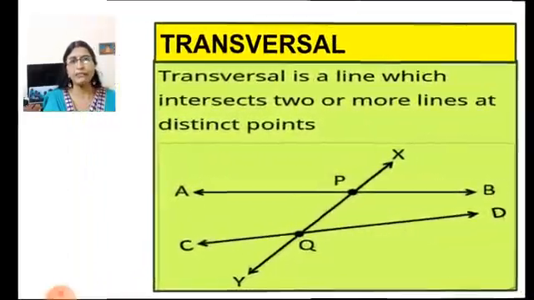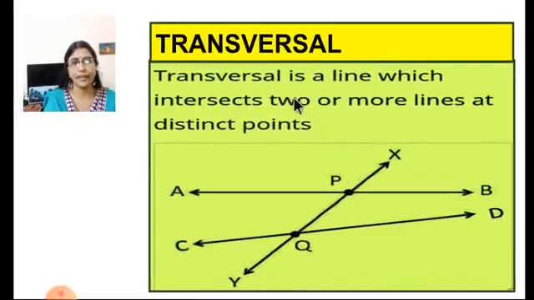Next, we are going to learn what a transversal is. A transversal is a line which intersects two or more lines at distinct points. So here you can see these two are the lines, and this is the transversal which is intersecting these two lines AB and CD at point P and point Q. So there are two distinct points where it is intersecting. So XY is called the transversal.